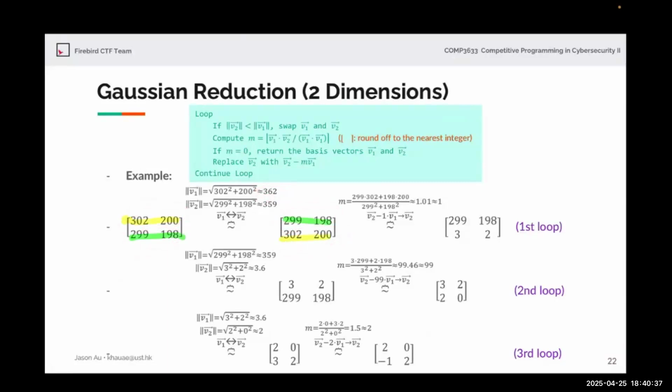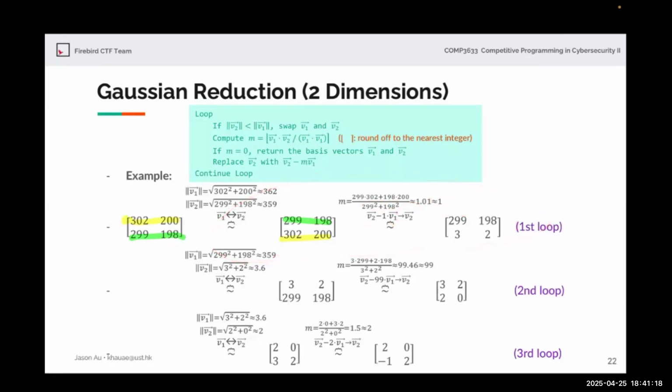Then we will calculate m. The m is actually the dot product of v1 and v2, which is these two numbers multiplied by each other, plus these two numbers multiplied by each other, and then divided by the squared norm of v1. So it's actually this one. Then we divide them and get 1.01, something approximate to this value. If we round this off to the nearest integer, we will get 1. So v2 would become v2 minus v1, and it will become this one. So this is the first loop.